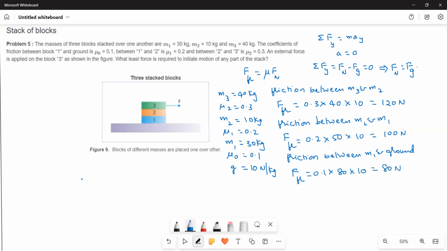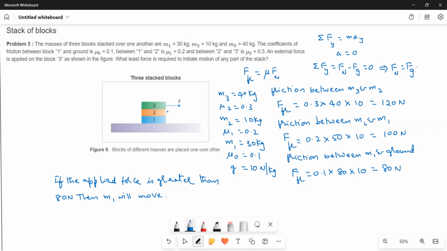Okay, so if the applied force is greater than 80 Newtons, then the lowest one will move. Then M1 will move. Okay, if it is greater than 120, all the 3 will move. So that is the limiting friction between the last one.